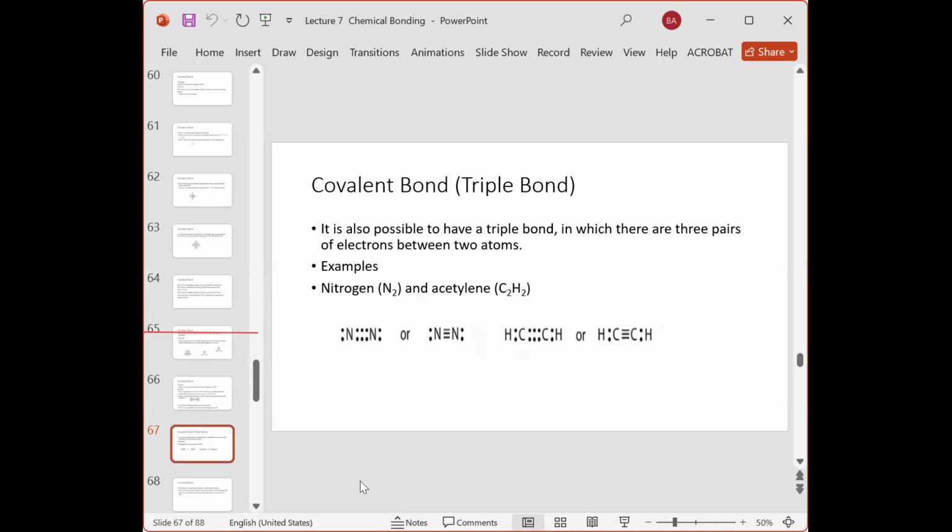And then for acetylene, there is carbon and hydrogen. How do you know about hydrogen? It has to have only a pair of electrons, hydrogen. So then the 2 carbons have to have 3 pairs of electrons between them.